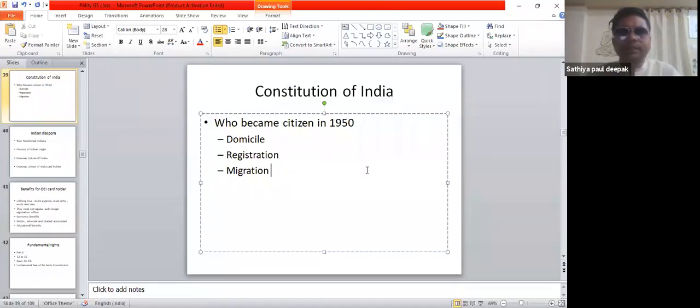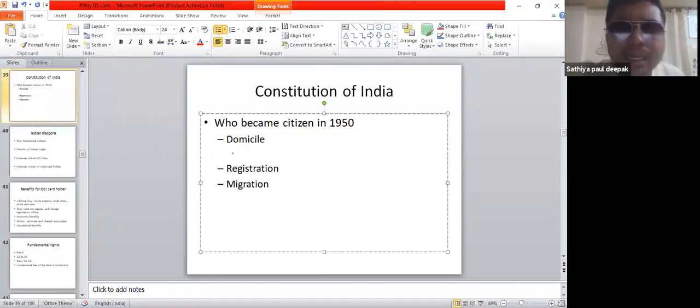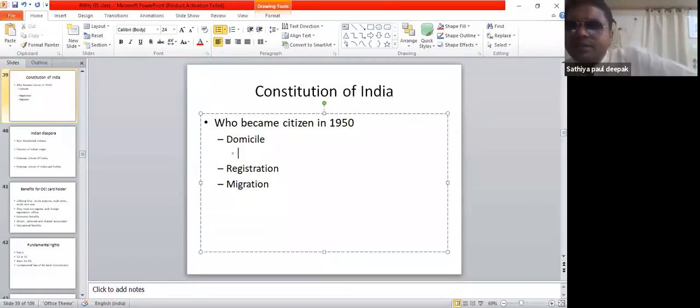Okay. Now, what is domicile? Domicile means permanent resident. So those people who were permanently residing in India at the time of independence, the time of commencing of the constitution, they were granted Indian citizenship. But Britishers are there. Some of the British officers did not leave India. They stayed back in India because their property was here, they're familiar to this country, so they wanted to live here.